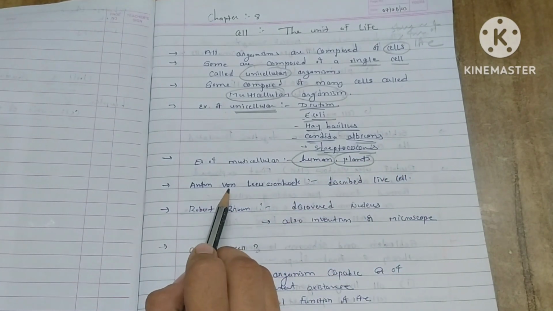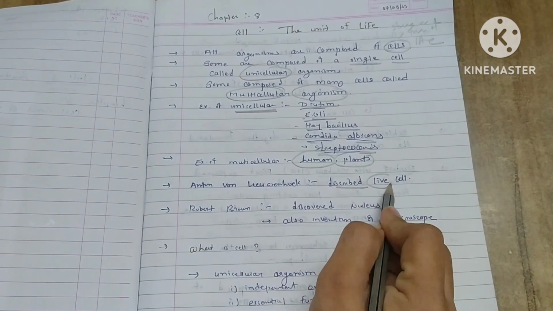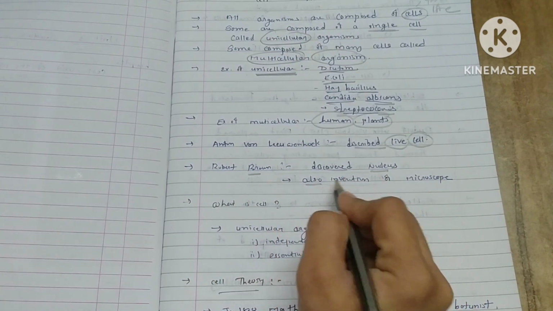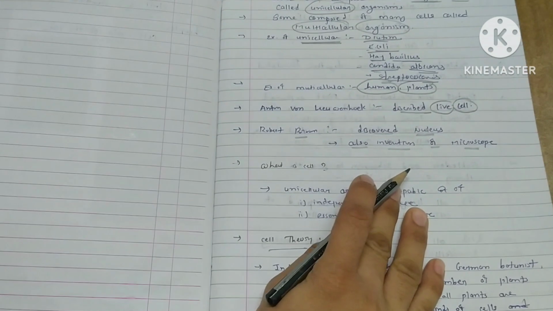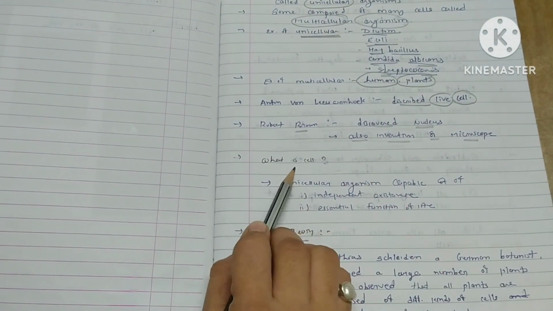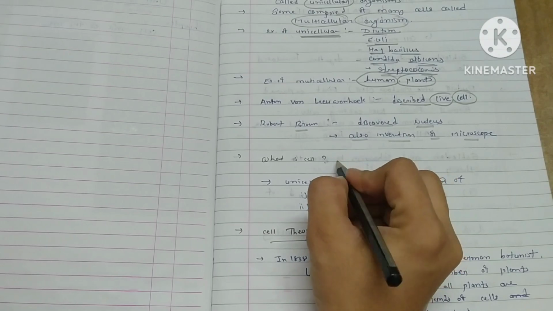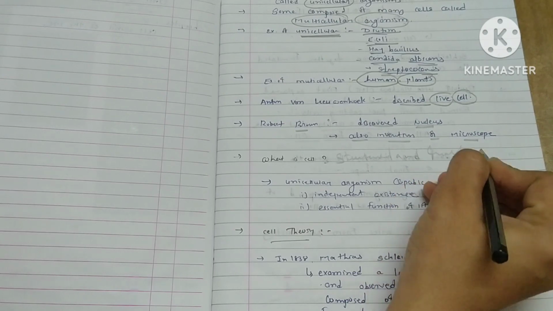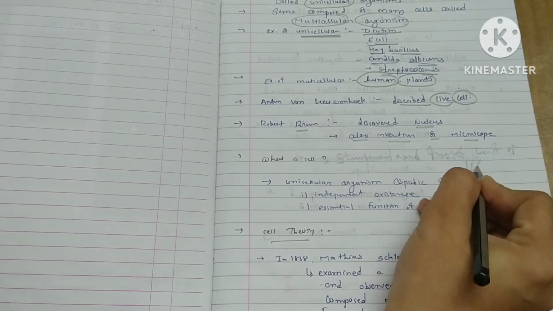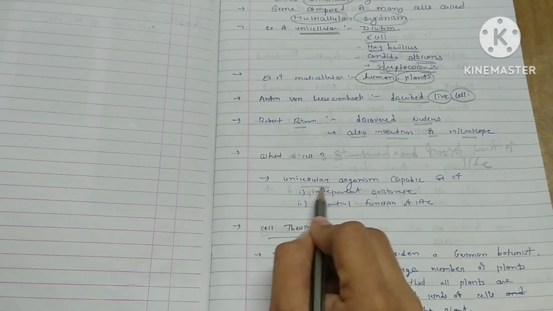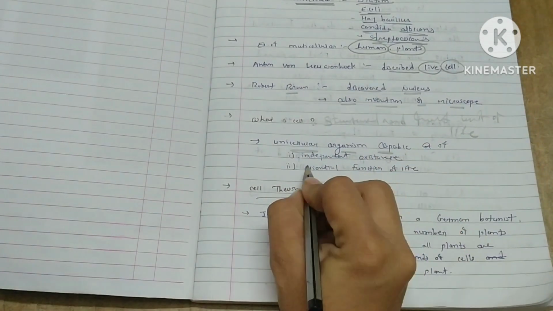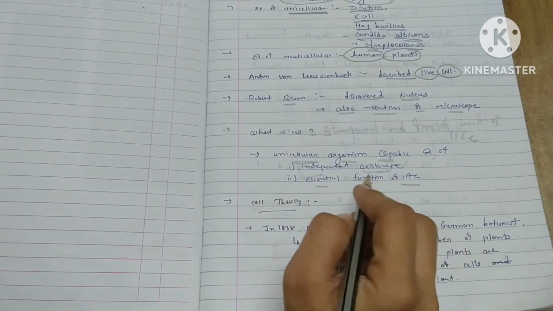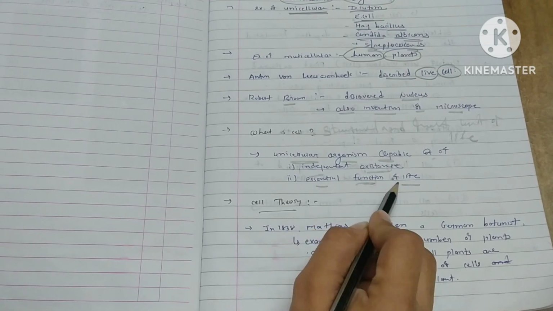Antony van Leeuwenhoek discovered the live cell. Robert Brown discovered the nucleus, and also the microscope was invented. Let's talk about what a cell is. A cell is the structural and functional unit of life. Unicellular organisms are capable of independent existence and of performing the essential functions of life. The cell is essential for the functions of life.